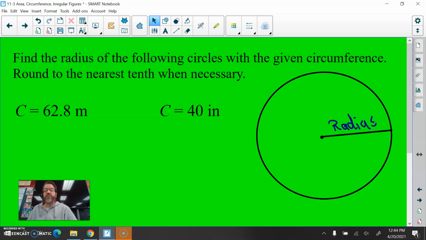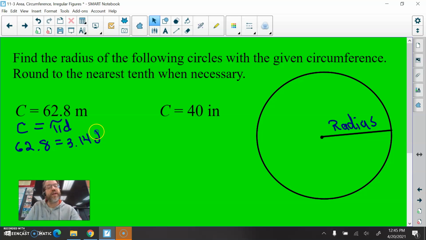Well, I'm not given any measurements here other than the circumference. And since all I'm given is the circumference, I have no option but to use the circumference formula. So let's write that down. C equals pi d. The circumference formula, the area formula, they're the only two tools in our toolbox, you could say, when working on circles. So I use the circumference formula here because I'm given the circumference. And let's substitute this in. 62.8 goes in for C. 62.8 equals pi, well that's 3.14, times d, the diameter.